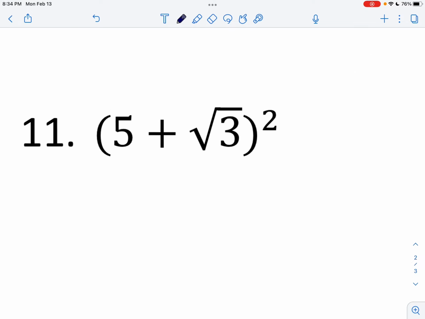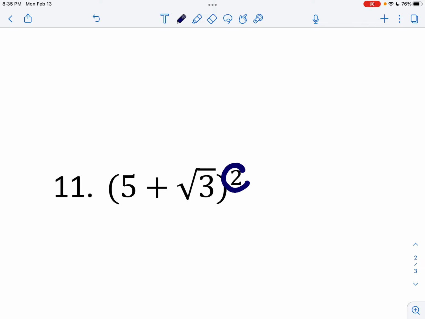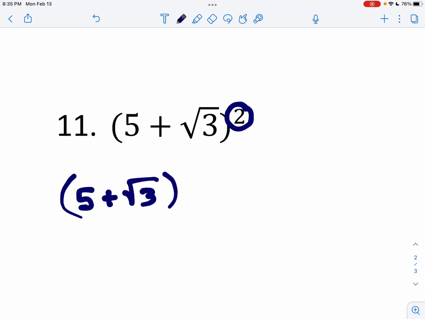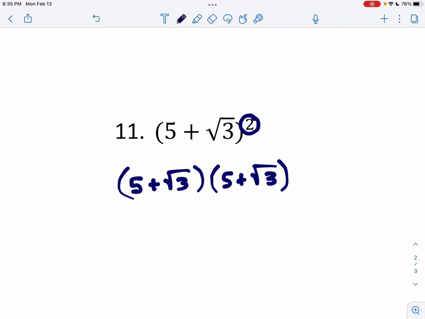All right, number 11. What do I know about this 2 right here? What does it tell me to do? Yes, you got it. It tells me to write it 2 times. So we're going to write the binomial 2 times and multiply it together. Just like we did above, we're going to use FOIL. So when we do, we get 5 times 5, which is 25.